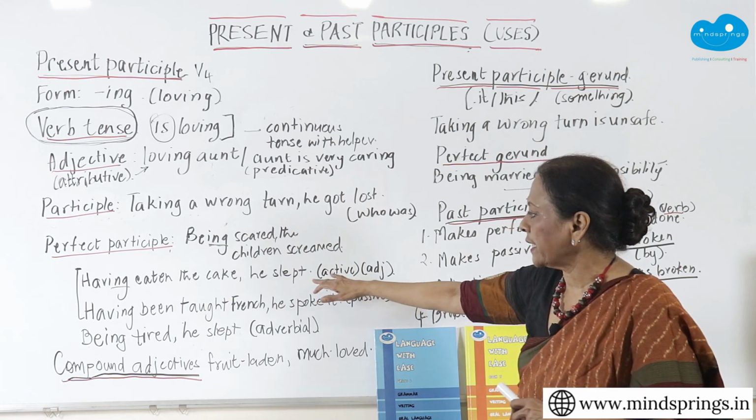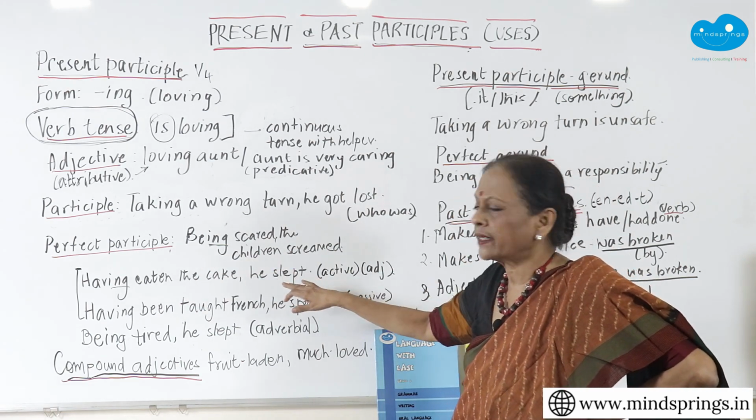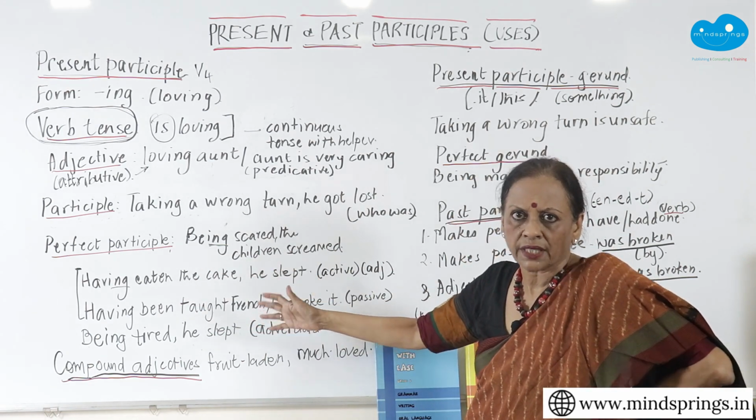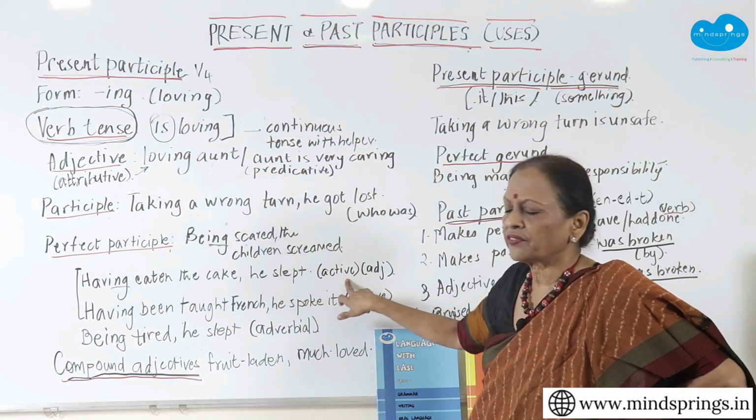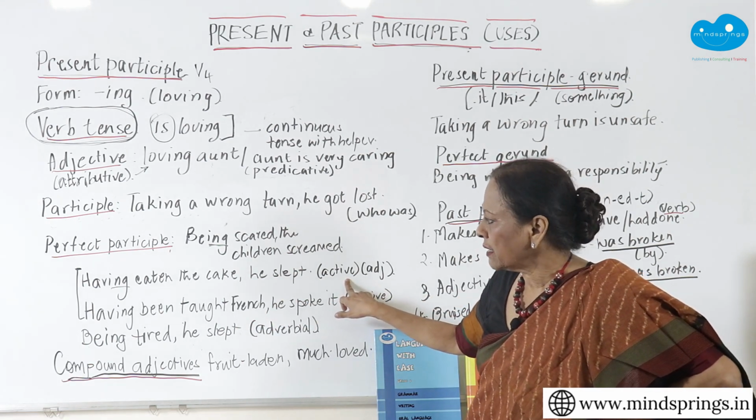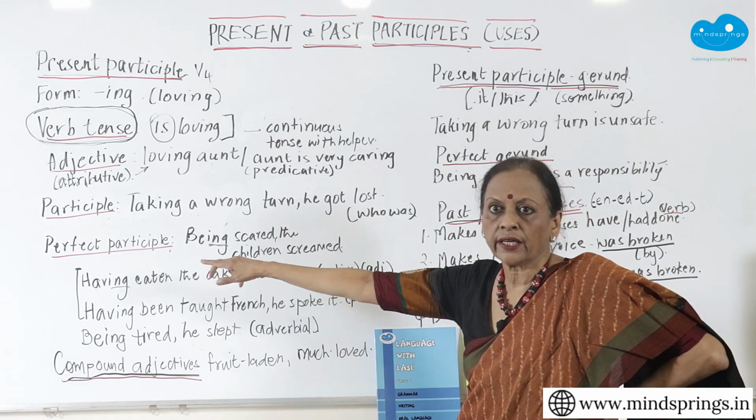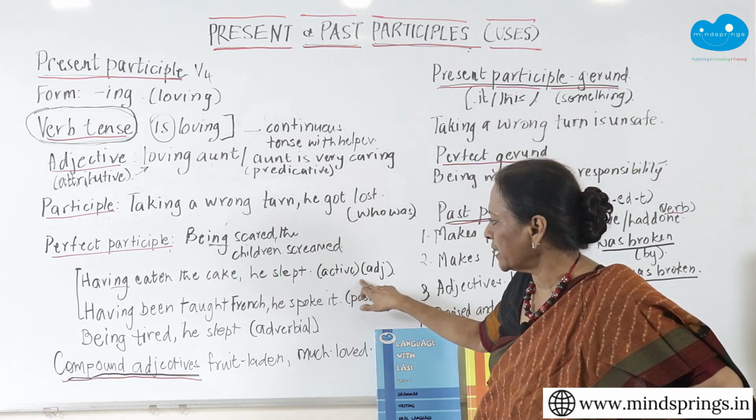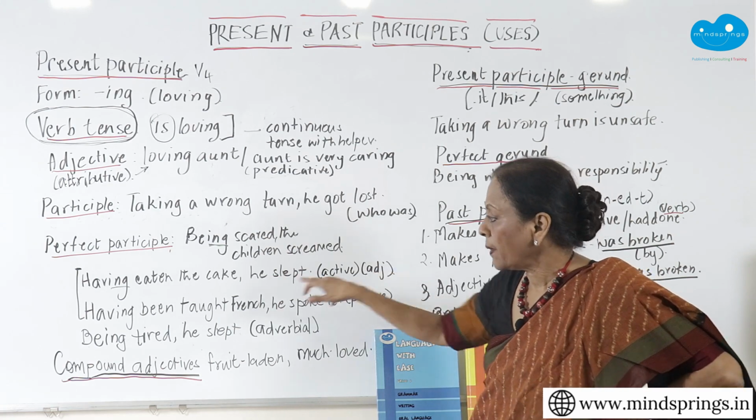Similarly, having eaten the cake, he slept. He who had eaten the cake slept. That's what you mean. And here it's an active sentence. Who is eating the cake? He. He who had eaten the cake slept, active sentence, and it is an adjectival.